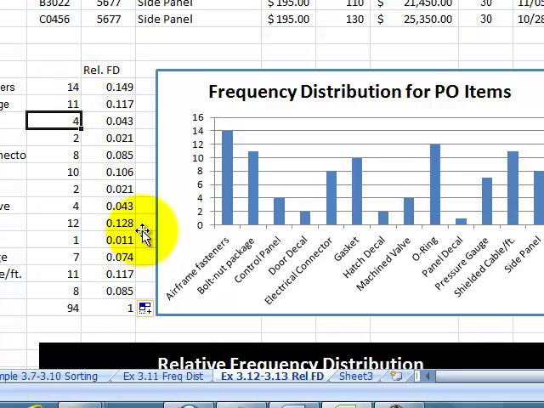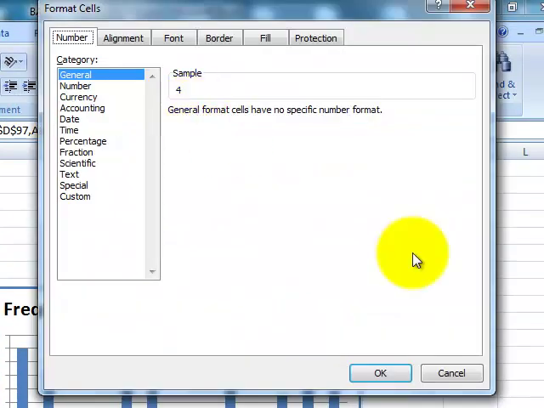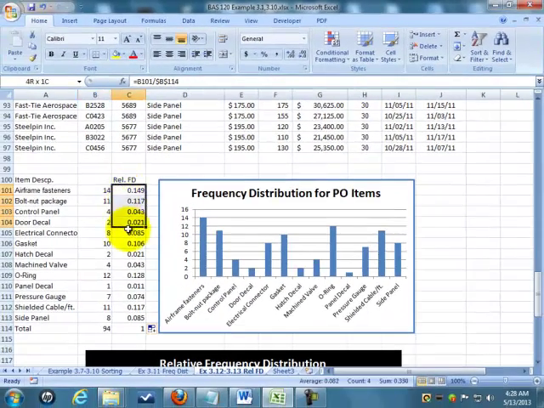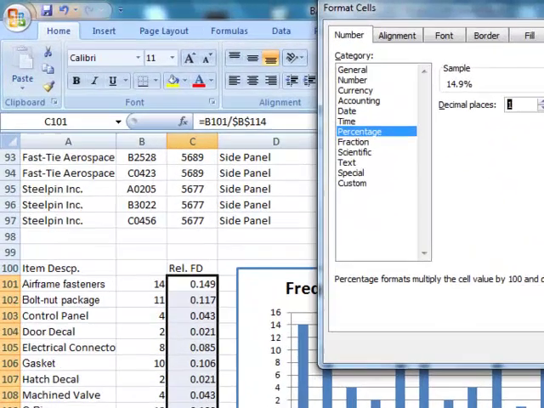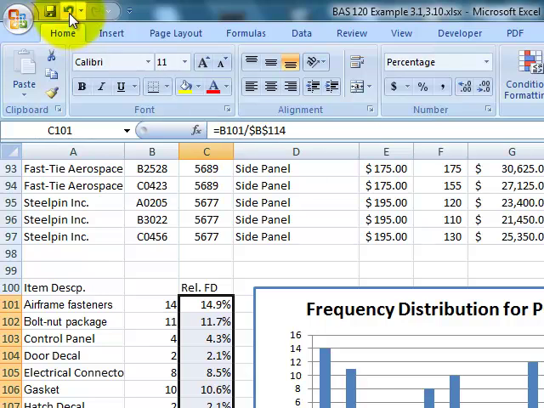And what it'll do is each one will be 11 divided by 94, 4 divided by 94, etc. You can put these in percents by simply changing the format. I could put these into percents by just going up here to number and telling it to put them in percents, however many decimal places I want. Okay? I'm going to undo that because the book has it without the percentages.